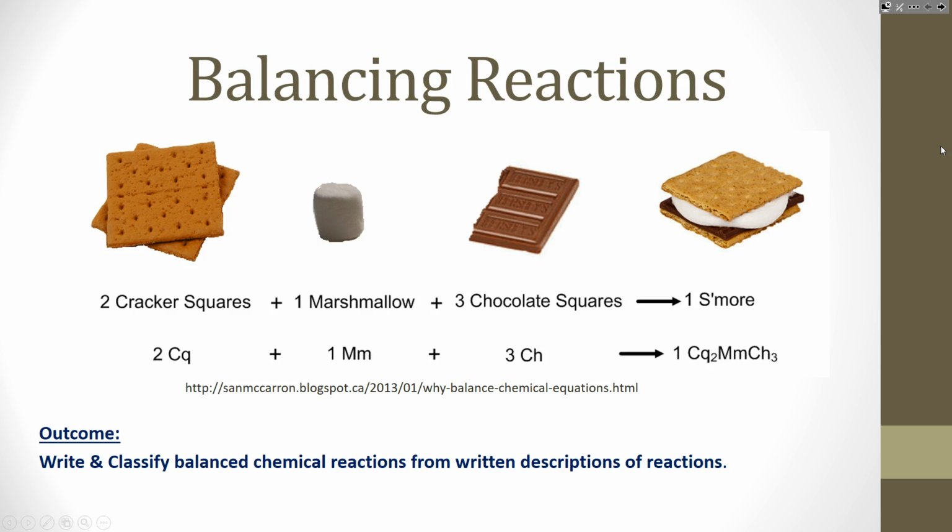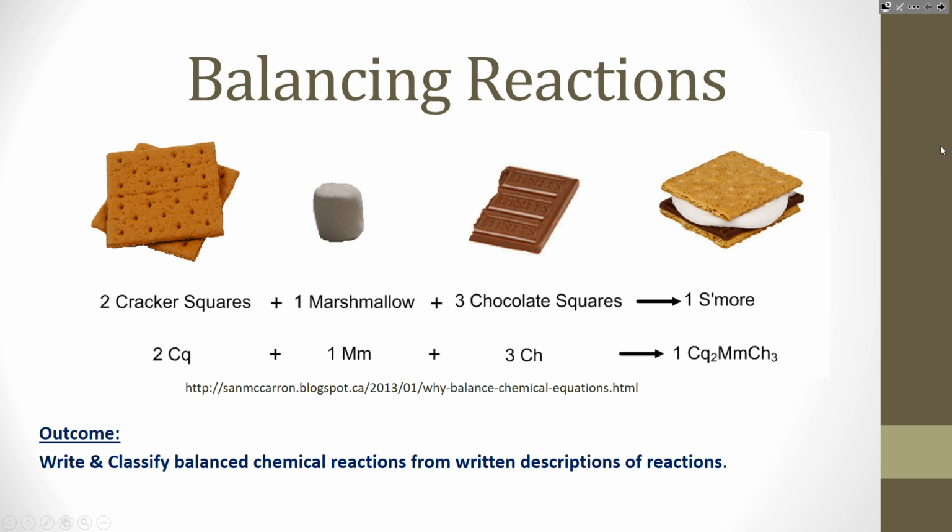So here's an example. We're making s'mores, so it takes 2 cracker squares, a marshmallow, and 3 chocolate squares to make 1 s'more. So if I want to make 2 s'mores, I'm going to need twice as much of all the ingredients. And the balancing is basically those ratios, that lowest number ratio that we need to make our products.